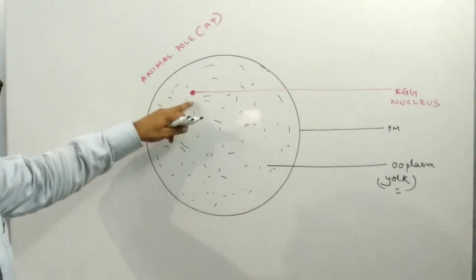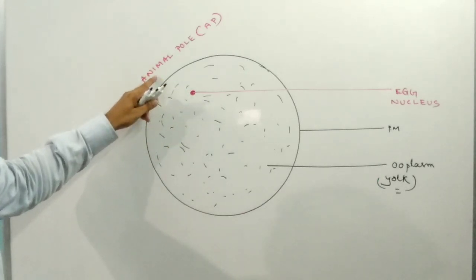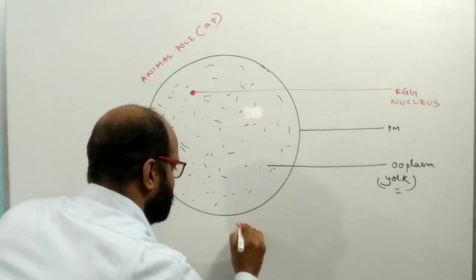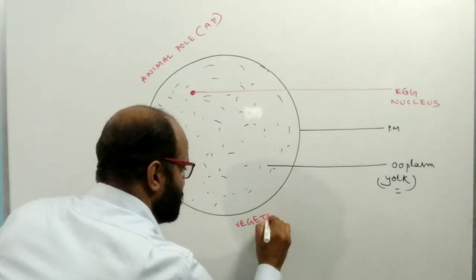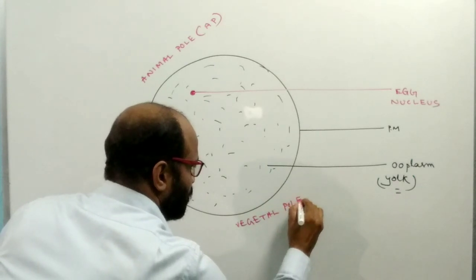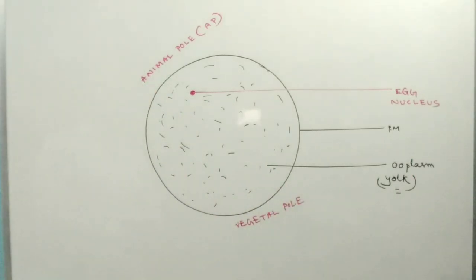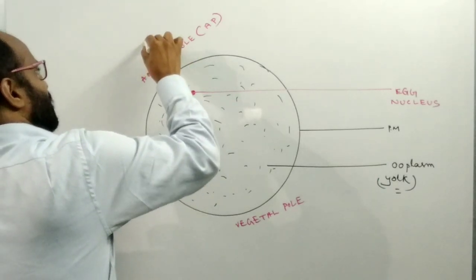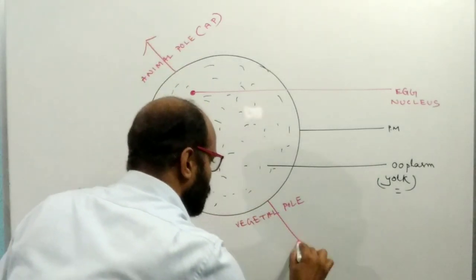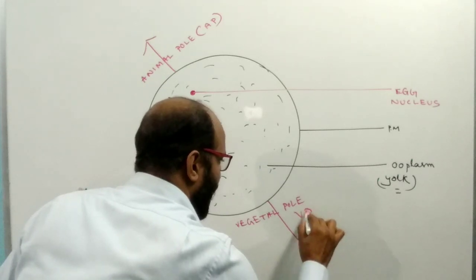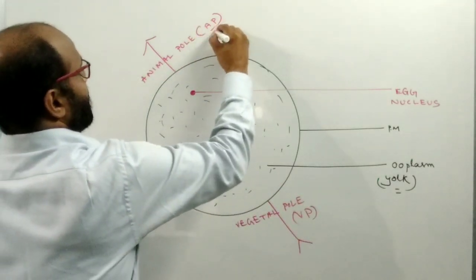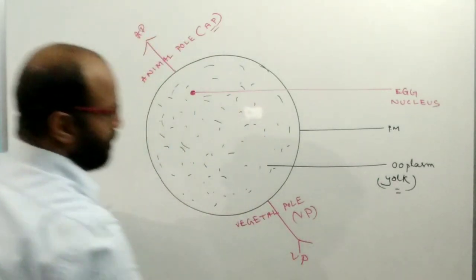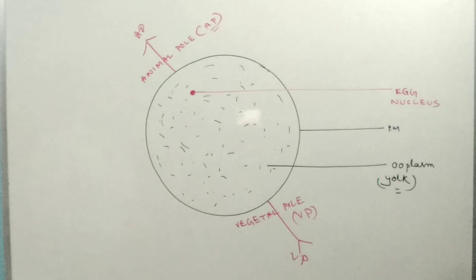The pole where the egg nucleus is present is the animal pole, and opposite to the animal pole is known as the vegetal pole. And if you draw the axis, then this is known as the animal pole, vegetal pole axis, AP and VP axis.